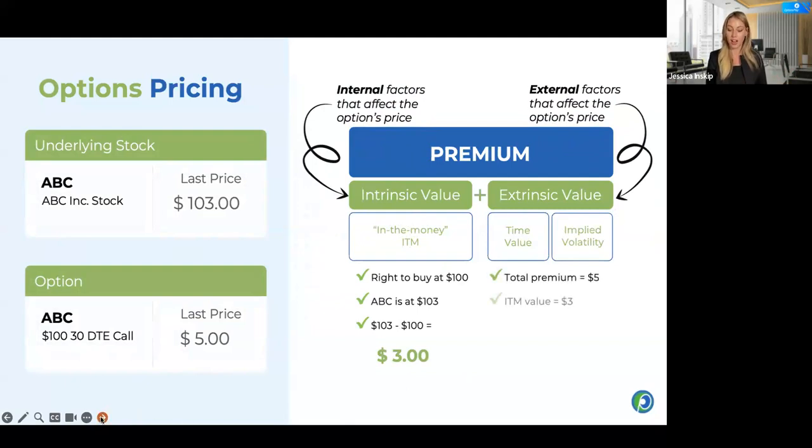So if the premium's 5, the in the money value or executable value is $3. Excess is the difference, which is 2. 3 + 2 = 5. Yay on math. That's what the premium is comprised of. This is a decaying factor. So this will work in your favor if you are a seller. It will work against you if you are a buyer.